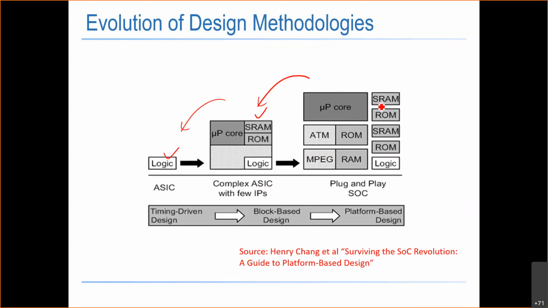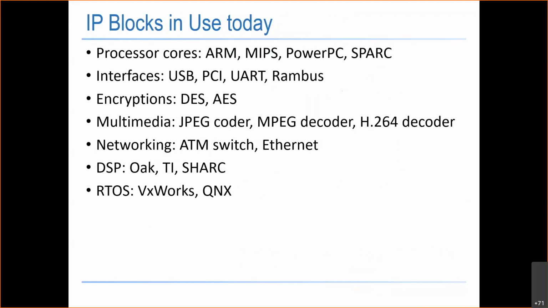Okay, so in this case, it will be much simpler, much faster to do the integration. And should you change it, for example, you want to change to a different processor core, then you still have to do the work to integrate it, but it will not be as complex as other approaches. Okay. So what kind of IP blocks can you acquire? You can get a processor. Obviously, you need a processor from ARM or MIPS or PowerPC or SPARC and many more. You may need to interface to the outside world using USB, PCI, UART, and stuff like that.